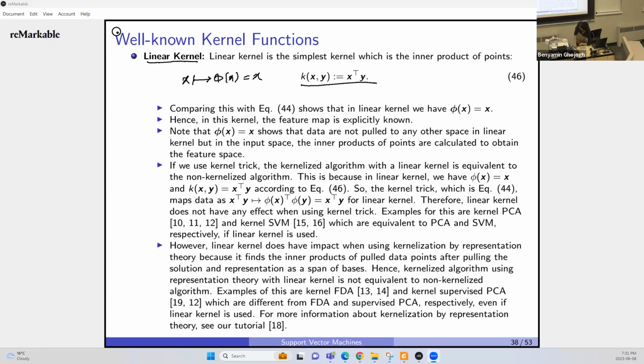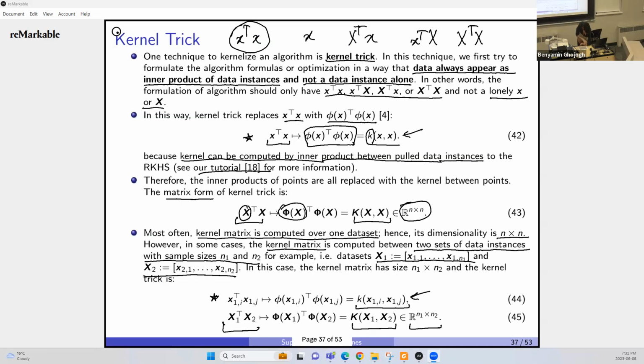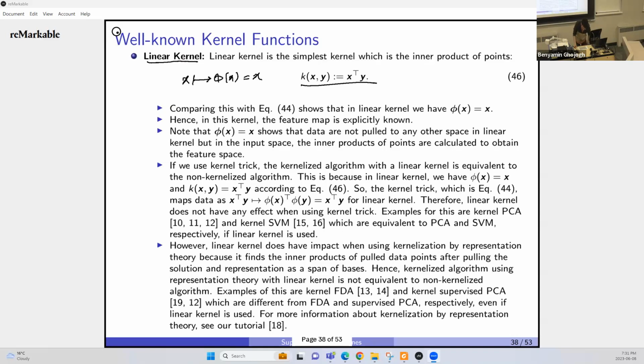So it's X transpose Y, as I told you. Comparing this equation with equation 44, which is this, shows that in the linear kernel we have phi of X equals X. Hence, in this kernel, the feature map is explicitly known. Another thing, I told you in most of the kernels we don't know phi alone, but in the linear kernel we know it's X. Phi of X is X.